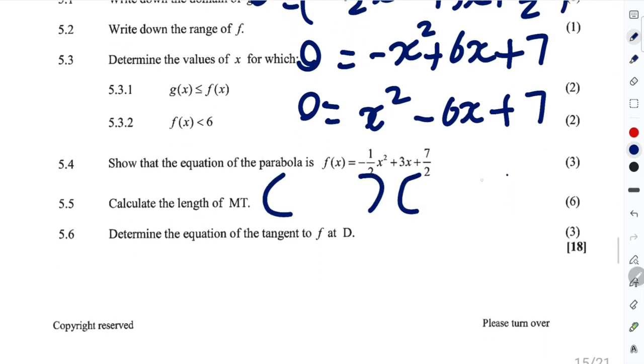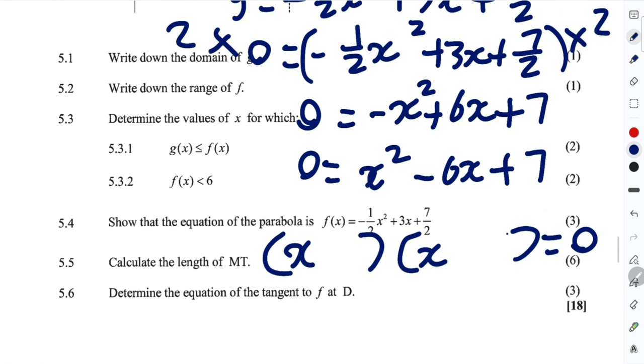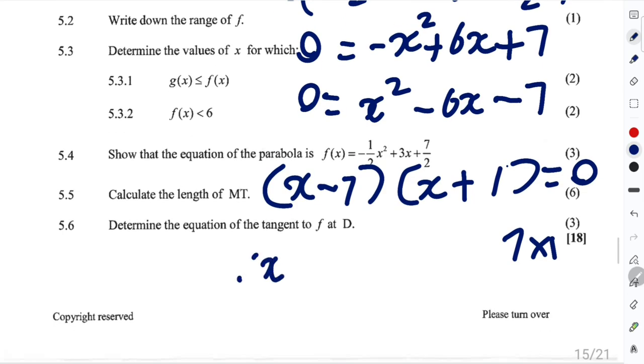Then we can do 2 brackets equal to 0, x and x. This is a trinomial, so I'm going to look for factors of 7. Sorry, I divided by negative, so the sign has to change to negative because it was positive initially. So I'm looking for factors of 7 that, when I subtract them, give me negative 6. Factors of 7, I only have 7 times 1. So 7 minus 1 gives me 6. Then that is 7 and 1. The biggest value takes the middle sign, so 7 takes the minus, and here becomes plus. So therefore x is equal to positive 7, or x is equal to negative 1.